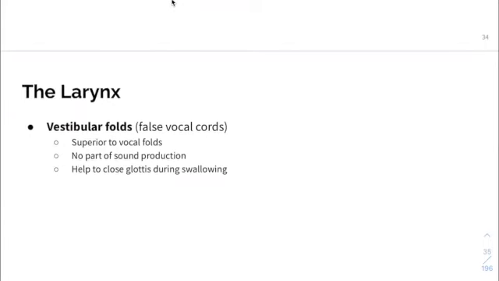We also have what are called false vocal cords, or vestibular folds. These ones are above the vocal folds. They don't produce any sound, but they help to close that glottis during swallowing. We need that.